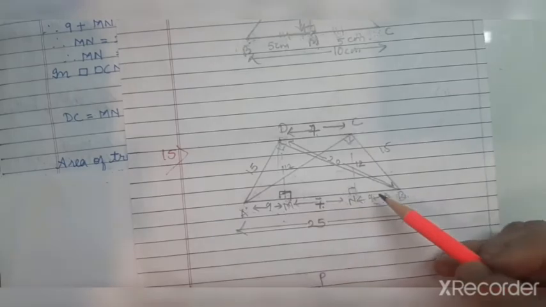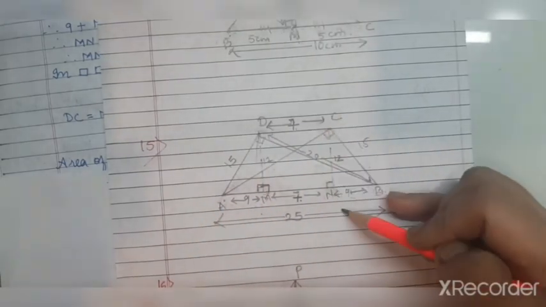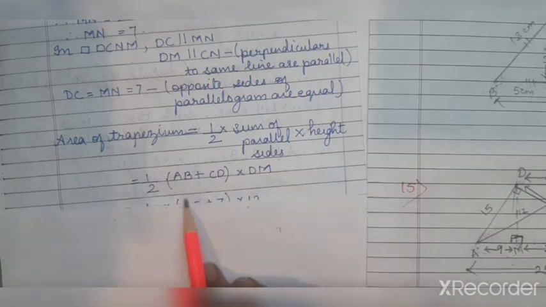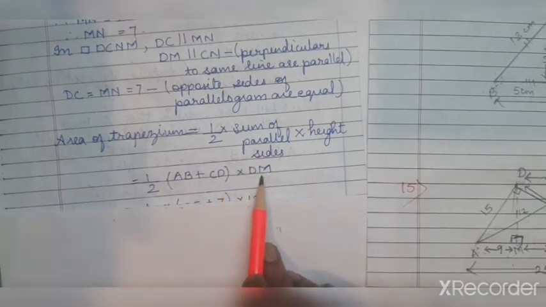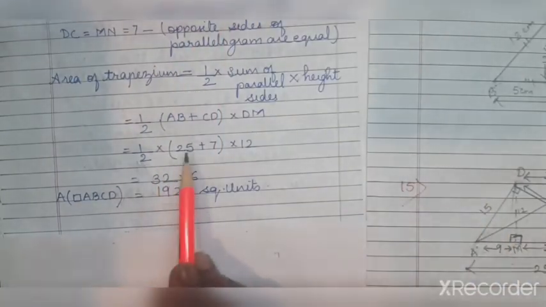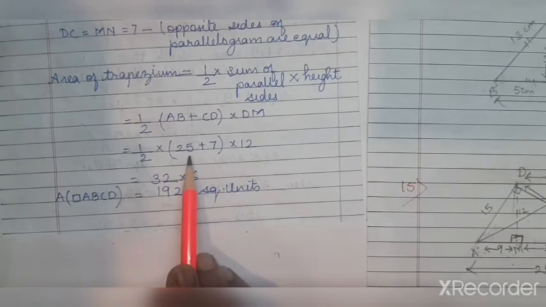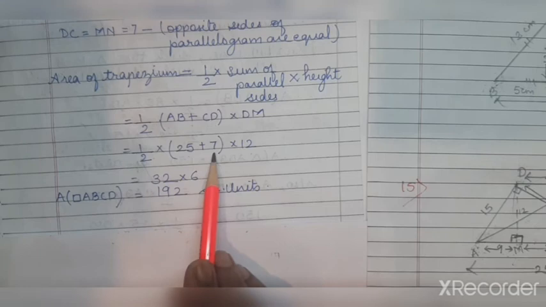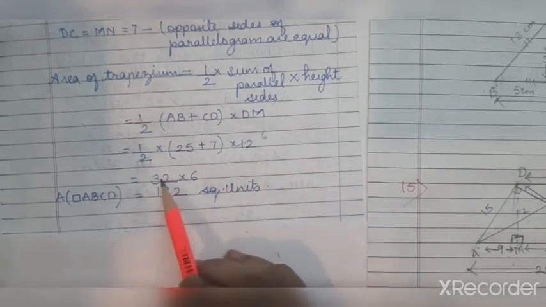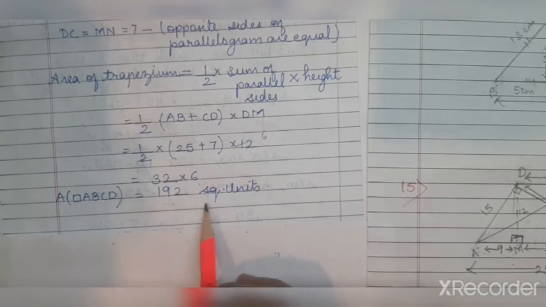Now we have got everything required for finding the area of a trapezium. We know the parallel sides, we know the height. So we use the formula: area of a trapezium is equal to half into sum of parallel sides into height. So half into, what is the sum of parallel sides? AB plus CD into height, which is DM. AB is 25, CD is 7 and DM is 12. Therefore half into, we add 25 plus 7, that is 32, into 12. So 2 ones are 2, 2 sixes are 12, and therefore we get 32 into 6, which is equal to 192 square units.